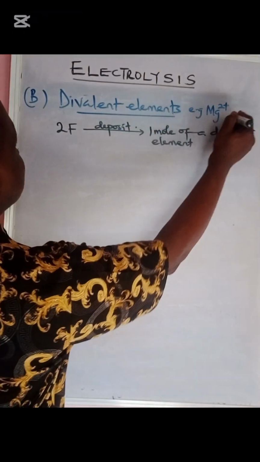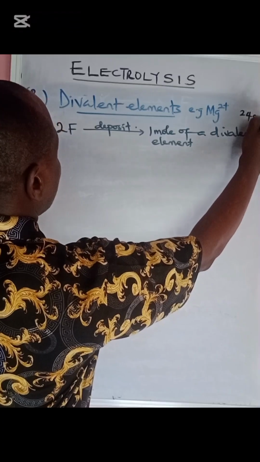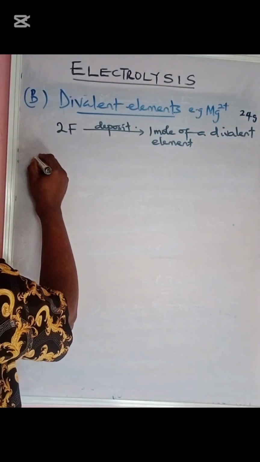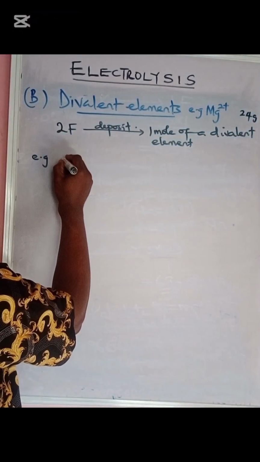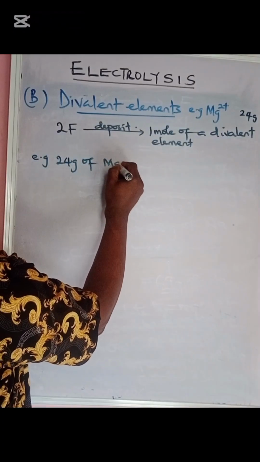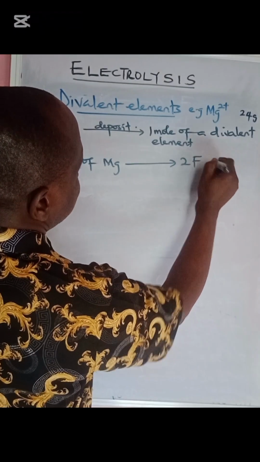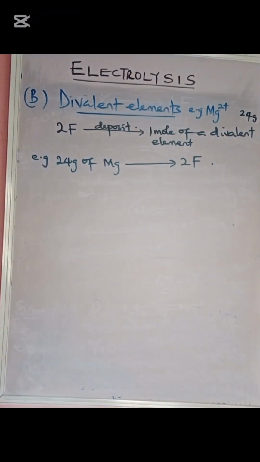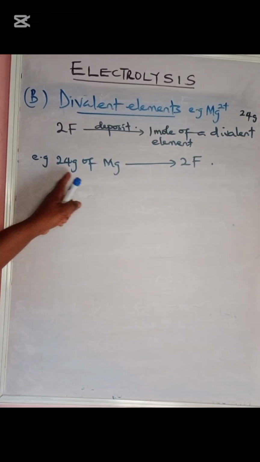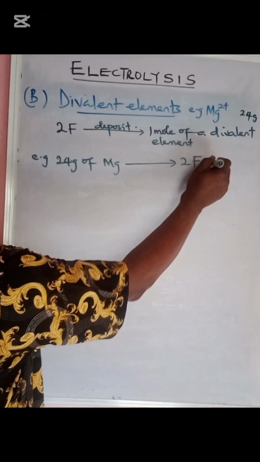For example, magnesium is of mass number 24. So for example, you can say 24 grams of magnesium require 2 Faraday. Please take note of that. 24 grams of magnesium require 2 Faraday, and 24 grams of magnesium is 1 mole of magnesium. So please take note of this.